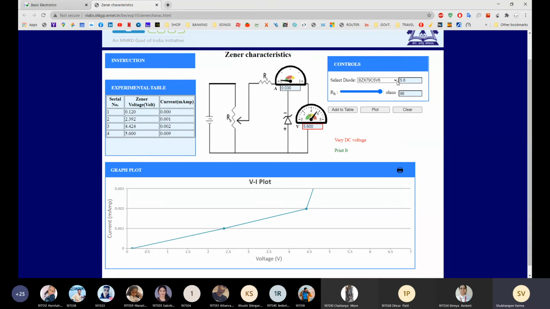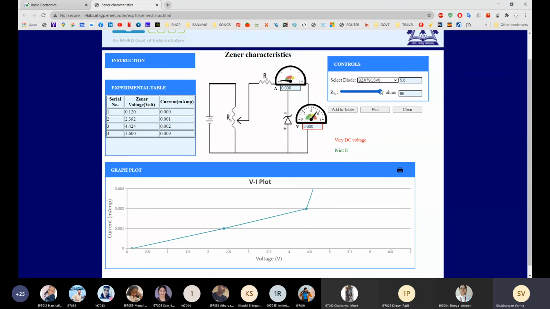Here I have shown you 5.6. You can try other diodes also. Depending on you, if you want to go for another diode, then set that value. In lab, we usually take the diode of 5.6 or 6.1. They also have 6.2 here. So in lab we usually perform this experiment on 5.6 or 6.1. If you want, you can perform for 6.2, or any other Zener diode.